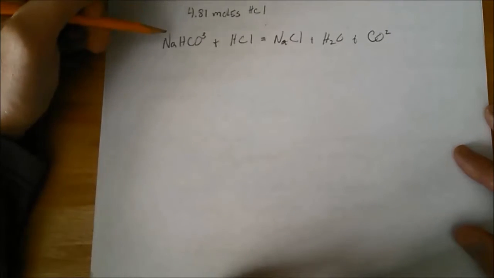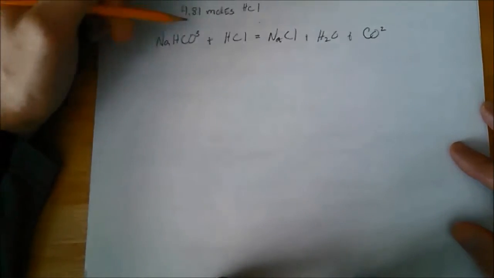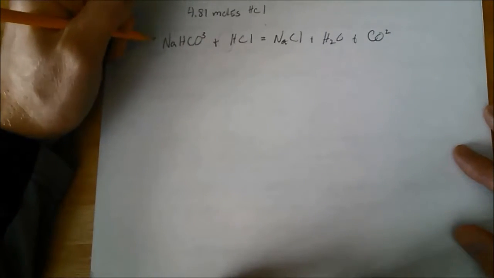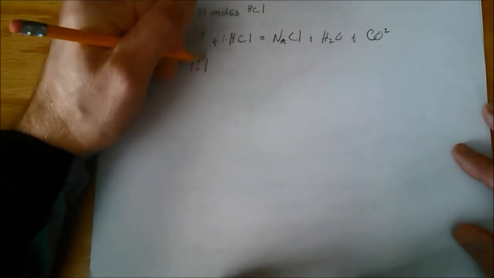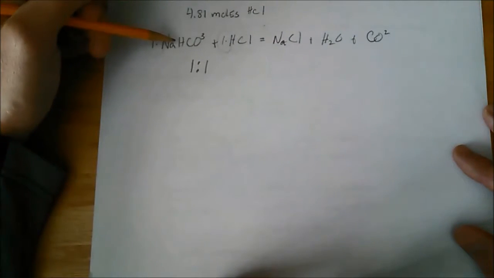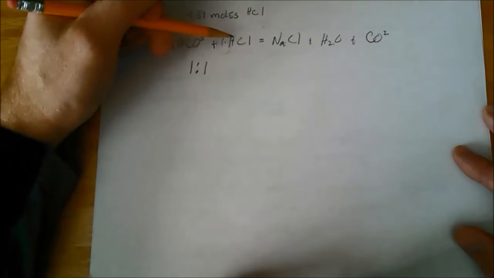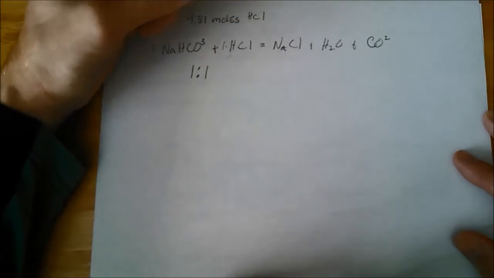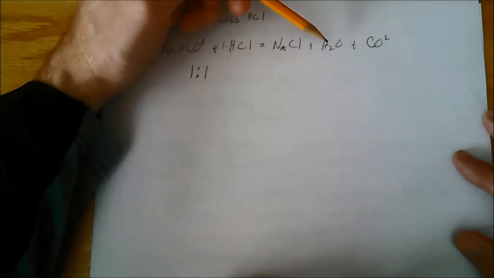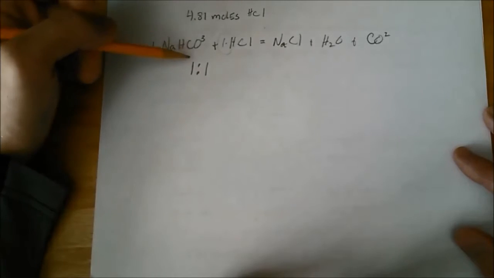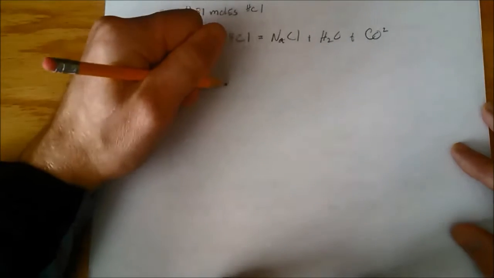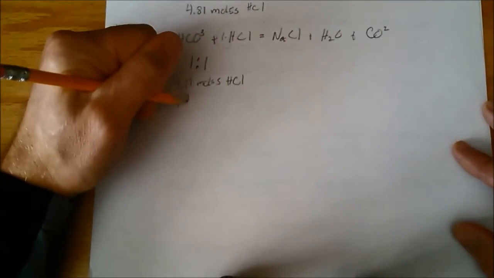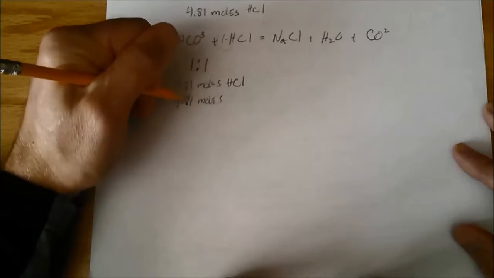Where we go from here is to say, well, what are the coefficients of our molecular components in our equation? And so we look at our coefficients in our equation, and this is simply 1. So it's 1 times and 1 times. What that tells us is that this is now a 1-to-1 ratio, and so it's going to use one of these molecules and one of these molecules to create a molecule of salt, water, and carbon dioxide. That's our 1-to-1 relationship. So 4.81 moles HCl is neutralized with 4.81 moles of baking soda.